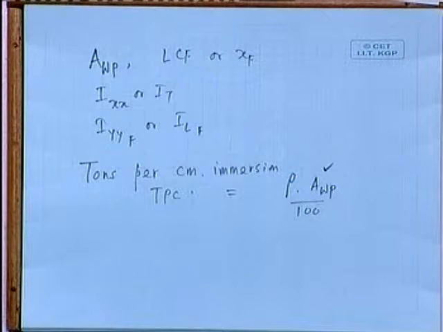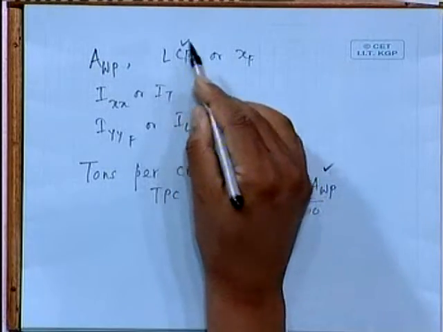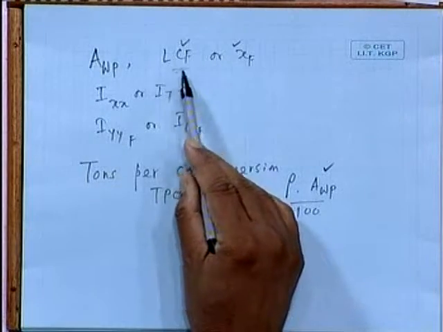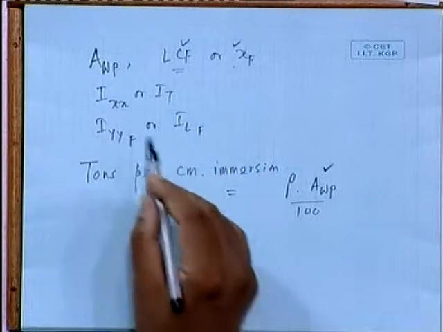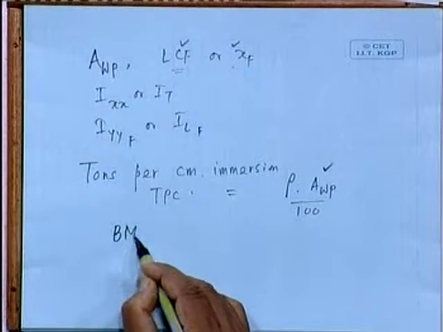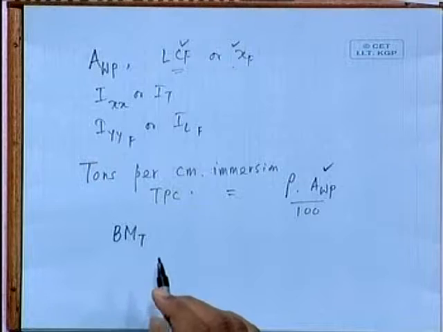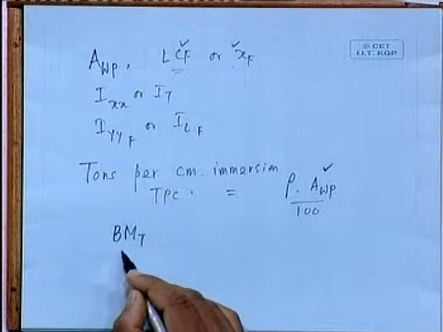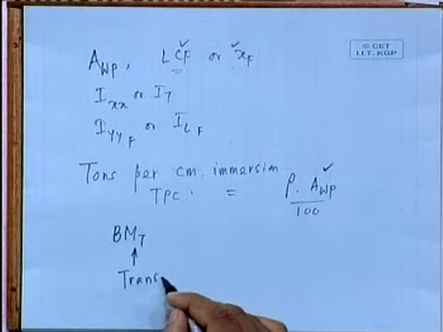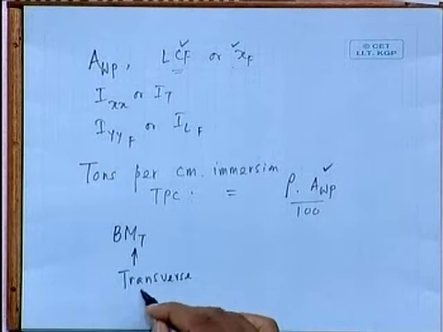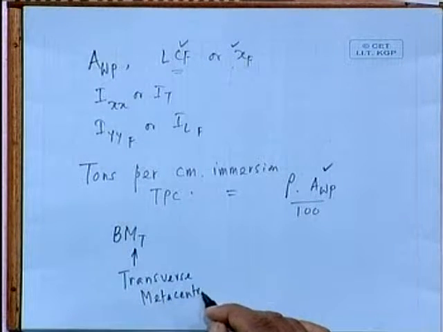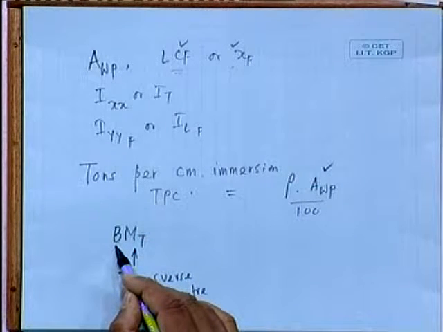Okay. LCF or XF has its own value. This will always be necessary directly. We will need this for a plot directly afterwards. IXX and IT. Now there is a very important term called BMT, which I will explain afterwards, but this term, this is called transverse metacenter. This is center of buoyancy.